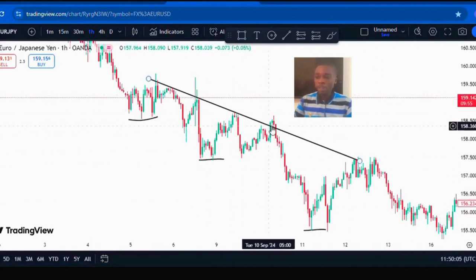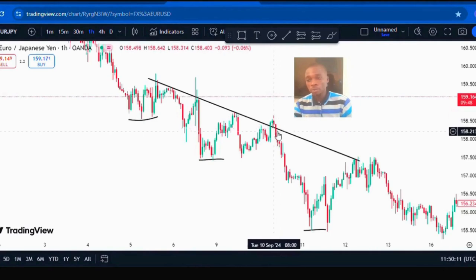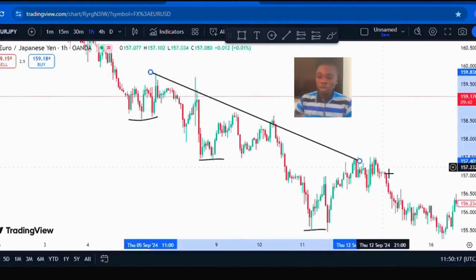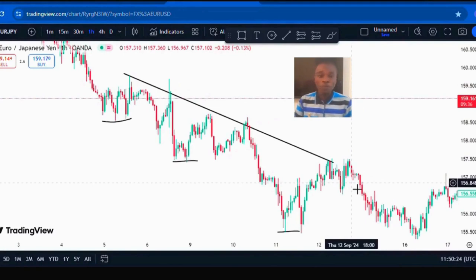So right here is the resistance area. You can see the market heads up to the resistance and it's leveled. It keeps breaking the support, just like this. At this point, the market is downtrending. That's what you should know. You should be looking forward to sell whenever the resistance is stronger than the support.